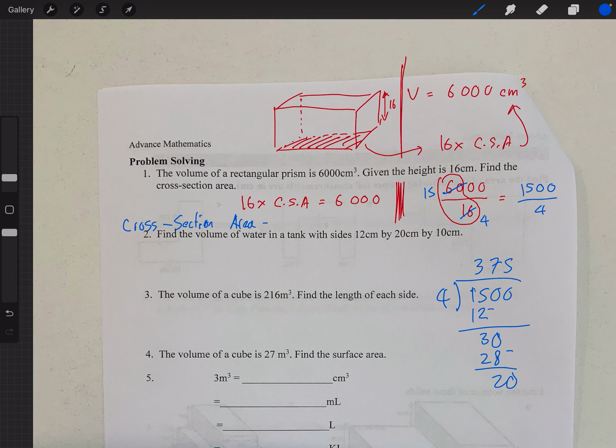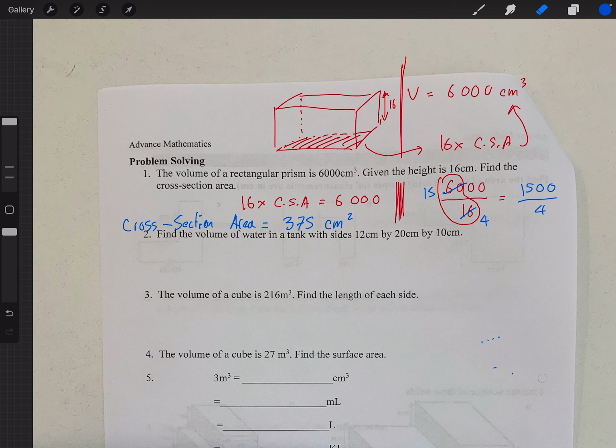Area is equal to 375 centimeters squared. We're talking about area. So there's your answer. Now the next one. It says find the volume of water in a tank with sides. Okay, so we're going to find the volume.